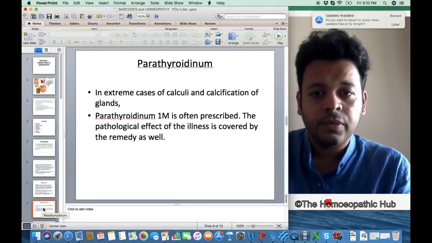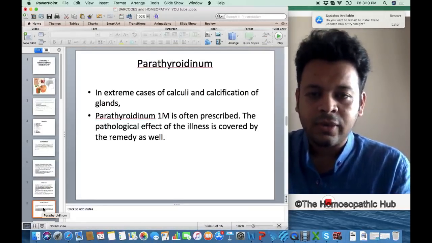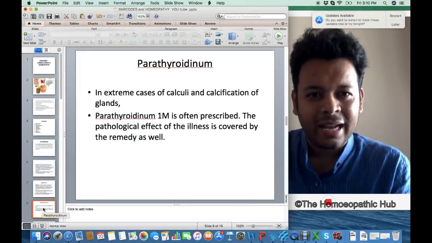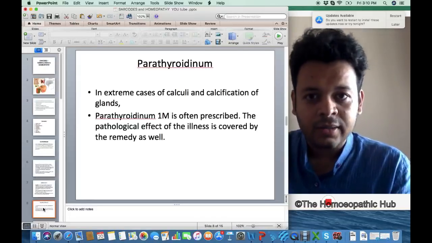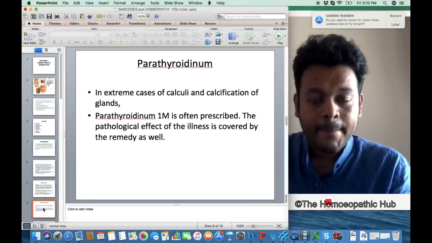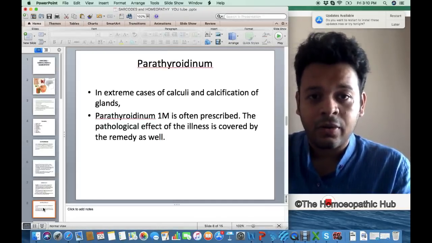Parathyroid hormones. If you're seeing cases where there is a lot of calcification, so renal calcification, a lot of calculi formation, infarcts in the brain, atherosclerosis, this is the idea of using parathyroid hormone.